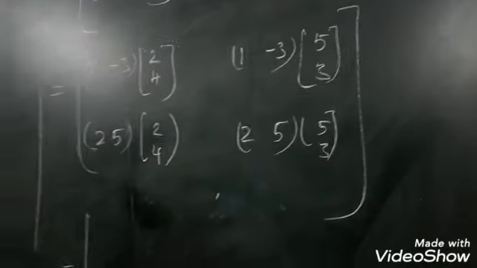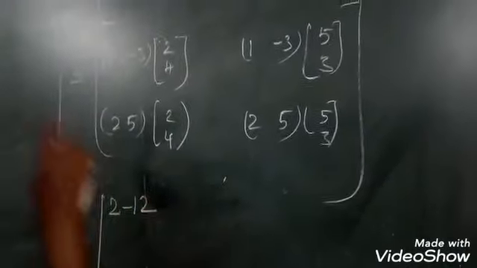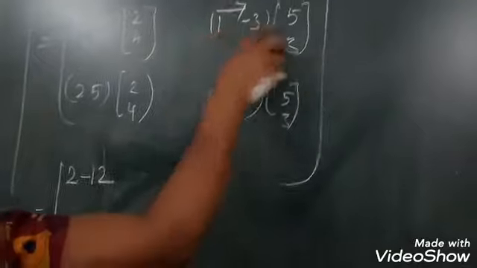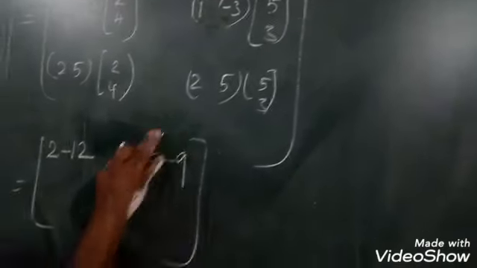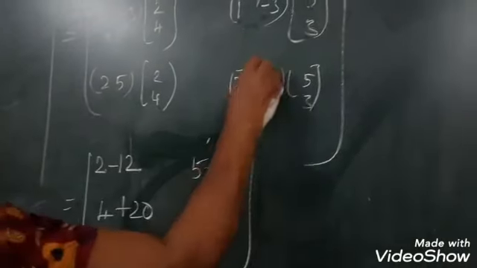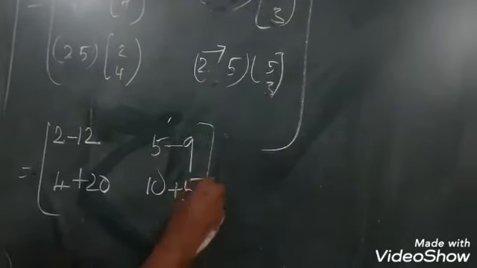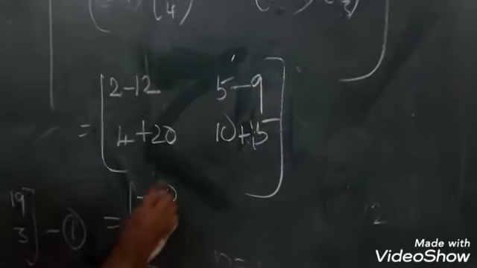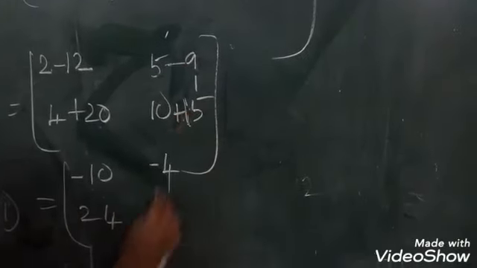See girls, now you have to simplify directly. 1 into 2 is 2. Here minus 3 into 4 is minus 12. If you multiply, you will get minus 12. Okay. Now next, first row, second column: 1 into 5, 5. Minus 3 into 3, minus 9. Okay. Now next, 2 into 2, 4. 5 into 4, plus 20. Okay girls. Here the second row, second column: 5 2s are 10, 5 3s are 15. Now you have to simplify, girls. Here minus 10 will come, here 24, here minus 4, here 25.